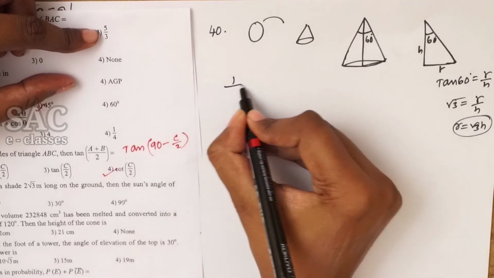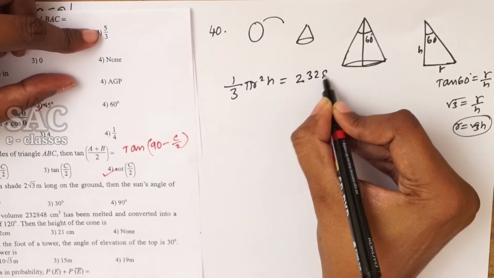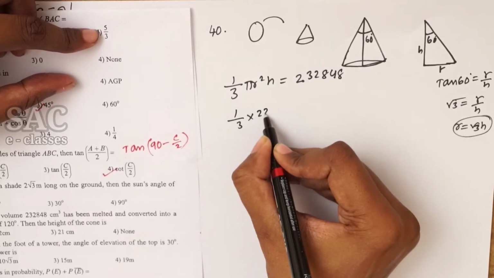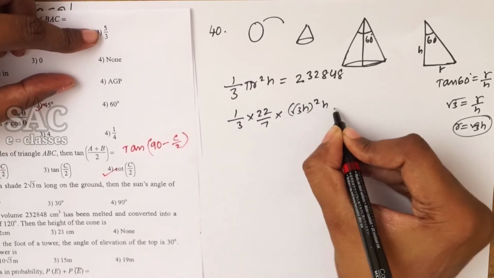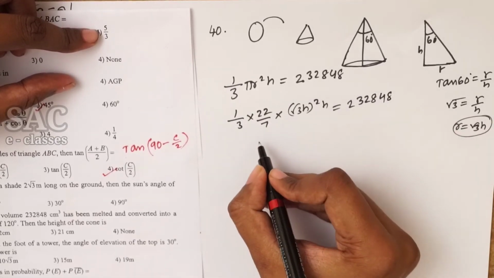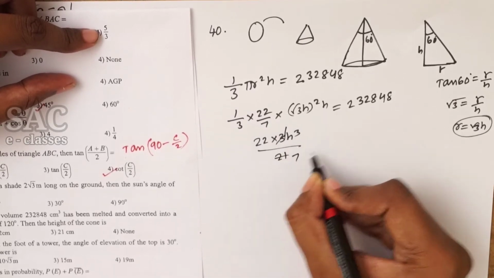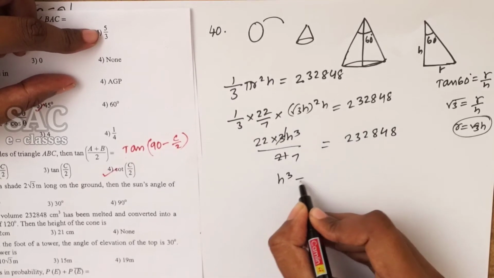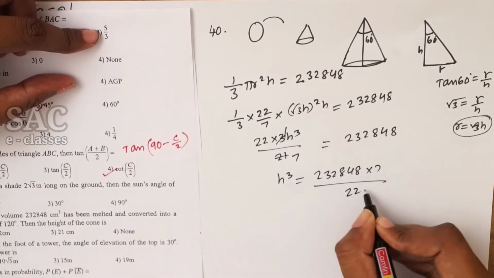And the volume of the cone they have given is 1 by 3 pi r square h equal to 232,848 centimeter cube. 1 by 3 into 22 by 7 into r square, where r is root 3 h, whole square, into h equals 232,848. Clearly 22 into 3 h cube by 21, 1 time 7 time, 232,848. h cube is equal to 232,848 into 7 by 22.